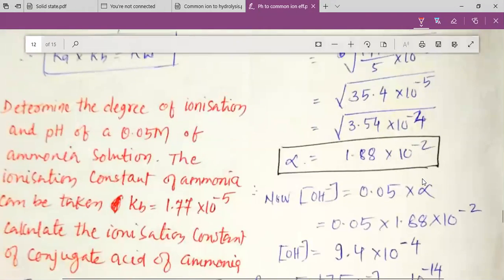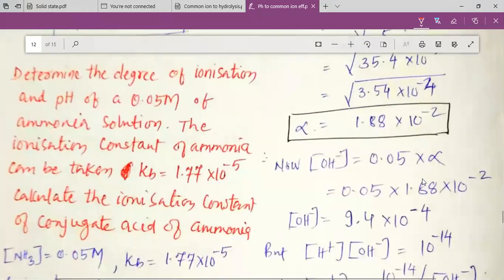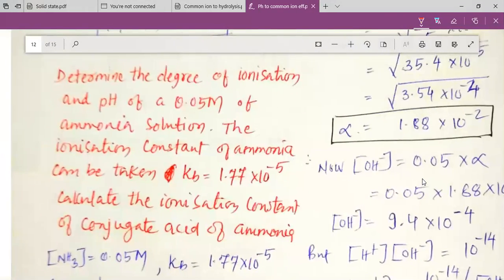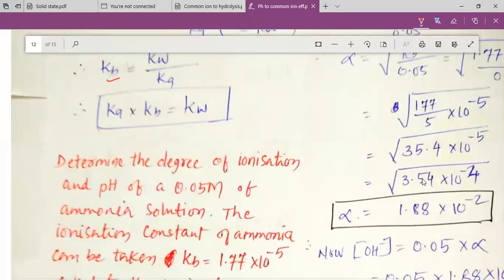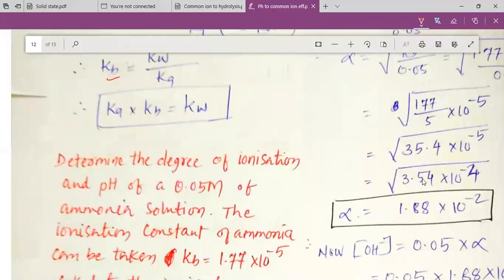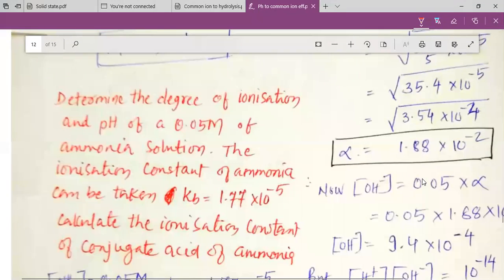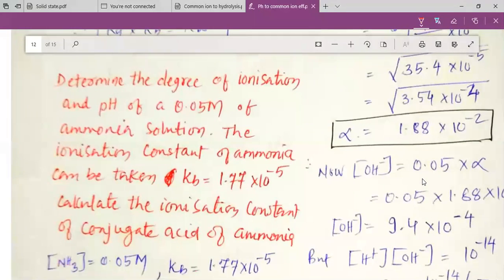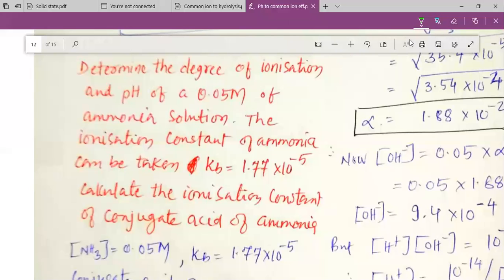So this is how, my dear students, we understand how we can prove that Ka multiplied by Kb is Kw. Now we want to study something else, which is the next question. Before we move to the next question, my dear students, I would like to ask you whether you have understood it well or not. If you have any doubt, you can ask. So let us solve this problem.